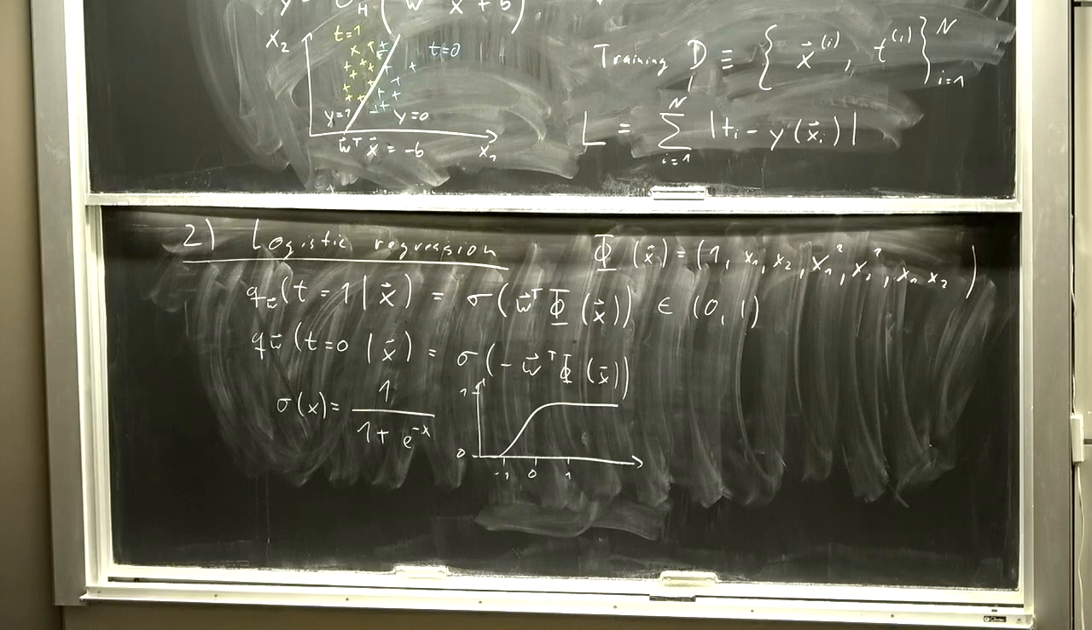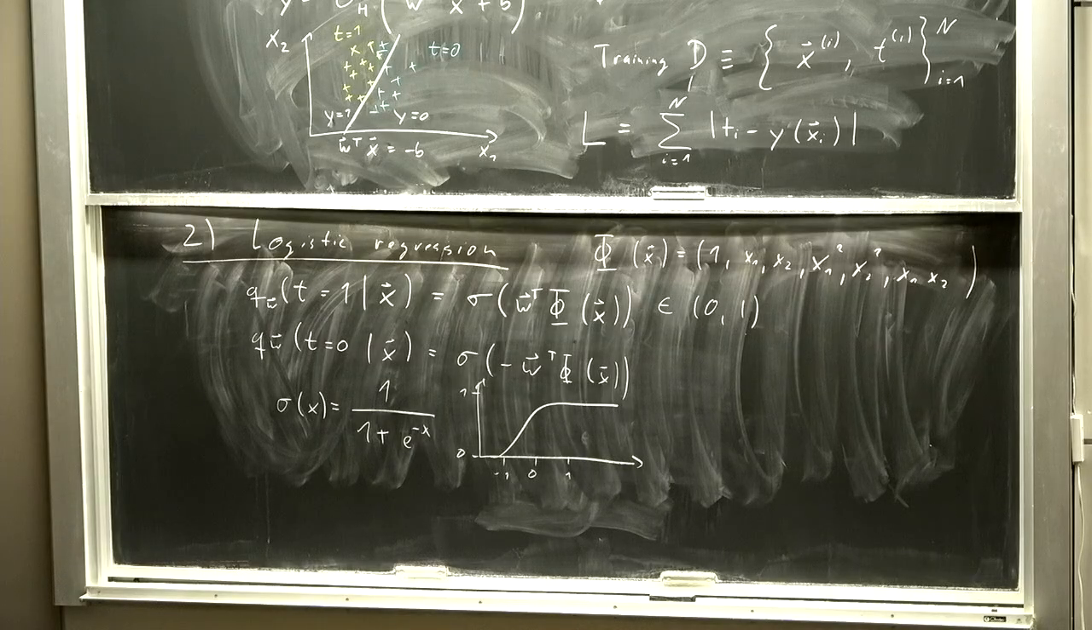And then on that side, the probability for t equal 1 will be larger, and probably approaching 1 if you go far enough. And here, the probability for 0 will be larger, and probably approaching 1 if you go far enough. Good, so now that's a more flexible model.